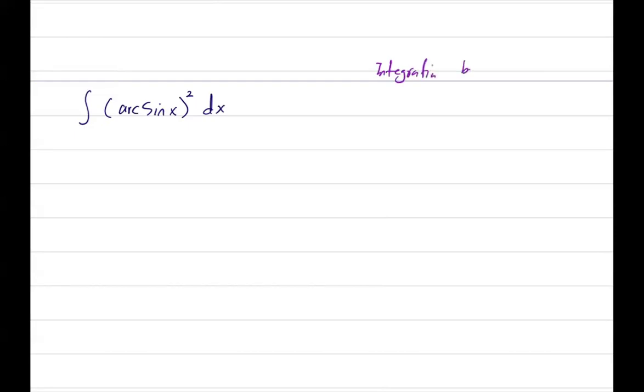Integration by parts. And remember that when you have the integral of u dv, it's equal to uv minus the integral of v du. So what should be my u here? Should I take the whole thing, arcsine of x to the second power, as u and then dv as dx?